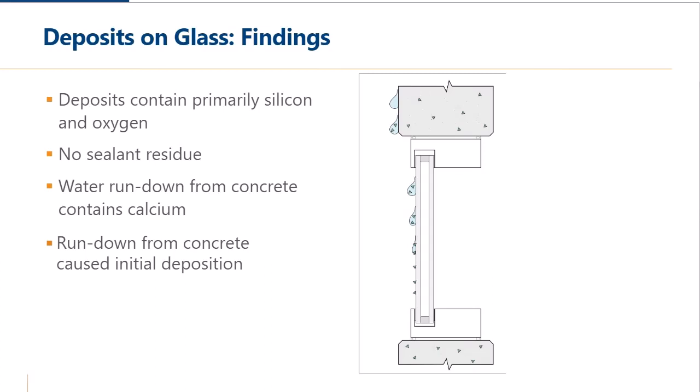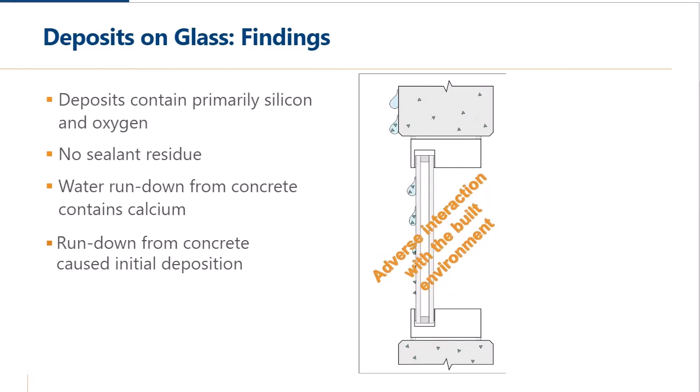So during a rain event, the water is going to leach some of that calcium hydroxide out of the concrete, and that's going to run down the glass, and as that water evaporates, it's going to leave some of that calcium-rich residue on the surface. And that's going to cause some additional initial deposition on the surface. And that is an adverse interaction with the built environment. But by the time we got to the samples, there really wasn't a lot of calcium there. It was primarily silicon-rich deposits on the surface.